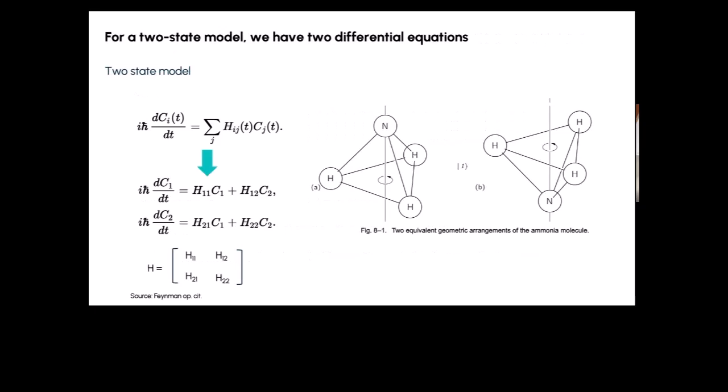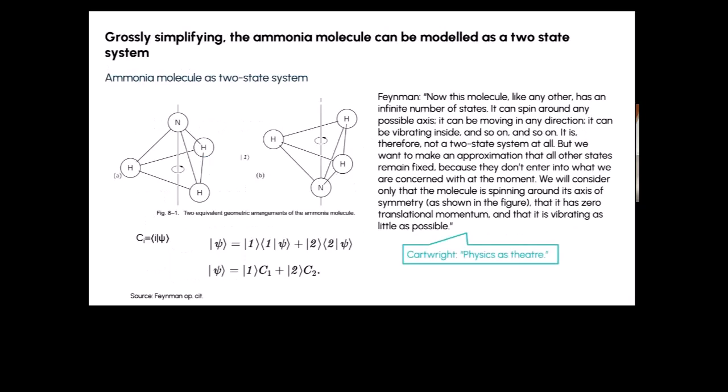And now if we have a two-state system, this is the ammonia molecule. Maybe I should read this out first. Now this molecule, like any other, has an infinite number of states. It can spin around any possible axis, it can be moving in any direction, it can be vibrating inside, and so on. It is therefore not a two-state system at all. But we want to make an approximation that all other states remain fixed, because they don't enter into what we are concerned with at the moment. This is very strong in physics all the time. Problems get simplified to one aspect of the system that is interesting, and all the rest is abstracted away.